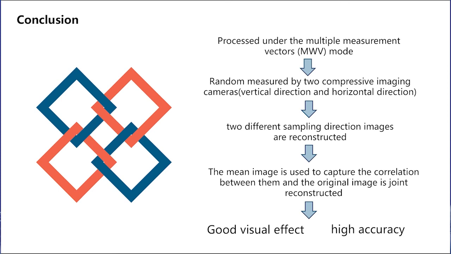The experiment results showed that the accuracy and visual effect of the joint reconstruction image by this method are much better than the reconstruction results by the SMV-OMP algorithm and the MMV-OMP algorithm, and the performance of this method does not show large fluctuations with the change of sampling rate, so it is an effective compressed sensing joint image reconstruction method.